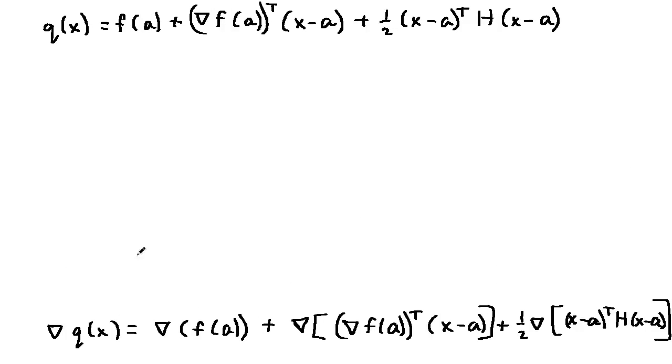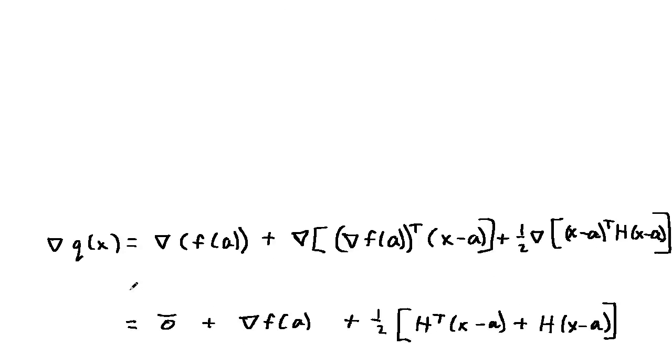The gradient of q(x) is the gradient of the first part plus the gradient of the second part plus the gradient of this third part. So that's what we have. f(a) is constant, so its gradient is 0. The gradient of the second part is just the gradient of f at a. And the gradient of the third part is H transpose (x minus a) plus H times (x minus a).